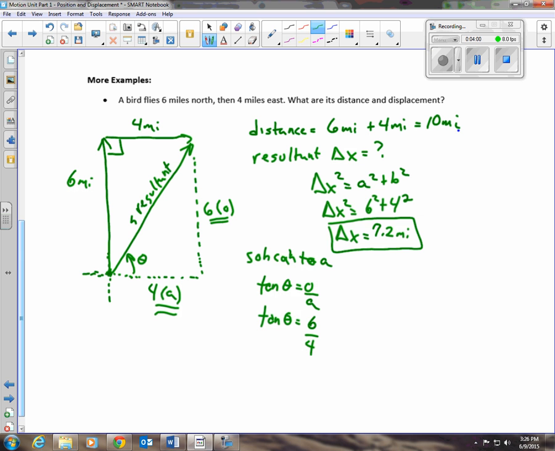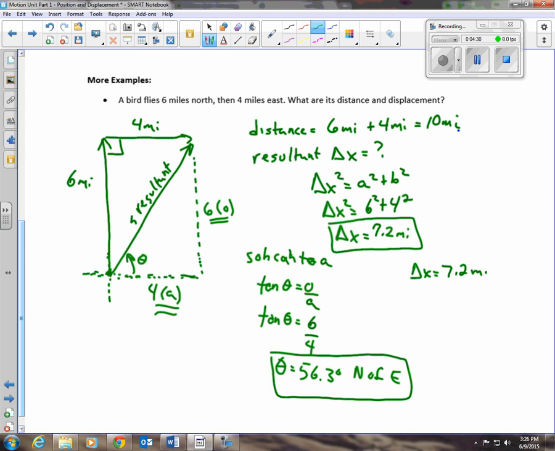Solve that in my calculator, I do 6 divided by 4, and then do inverse tan. When I do that, I end up with a theta of 56.3 degrees. Okay? And then I have to say where it is. Well, my reference line was this east, and I swung north of there. So north of east. So my entire answer for the displacement is delta x is 7.2 miles at 56.3 degrees north of east.